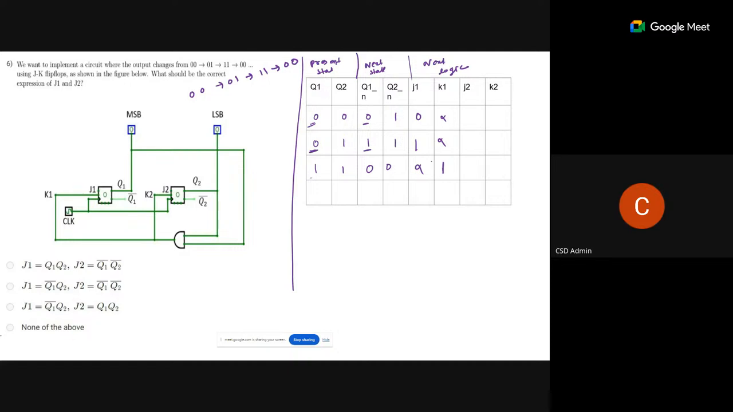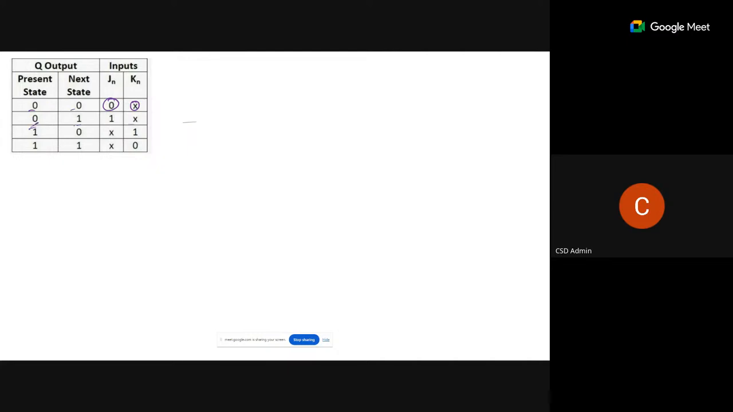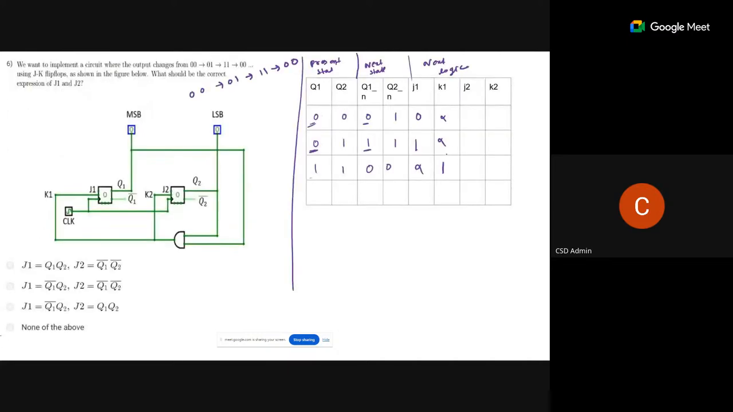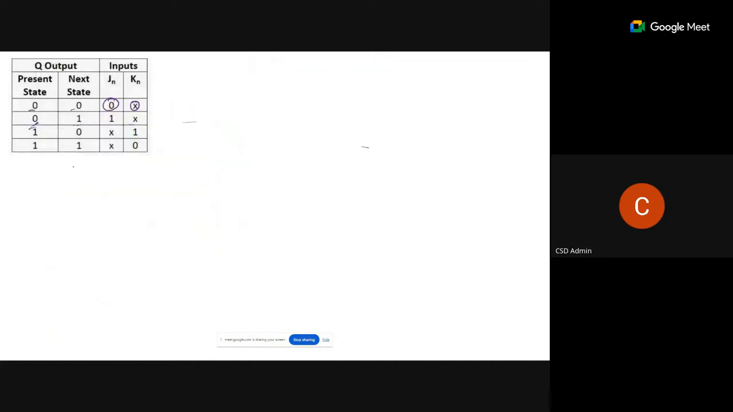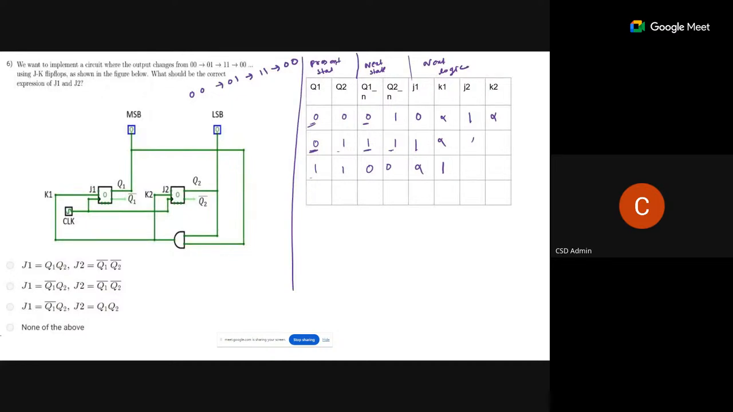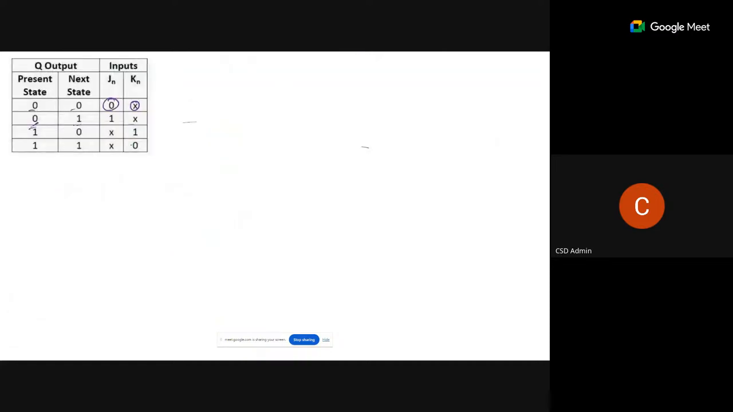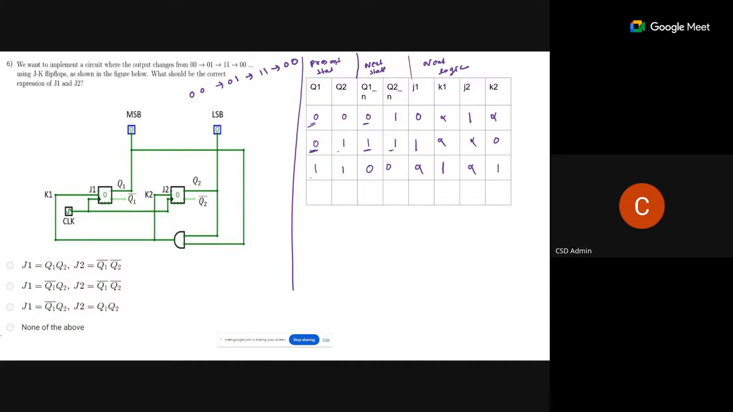Right. Now, for Q2, 0 to 1: 1 and don't care. For 1 to 1: don't care 0. And for 1 to 0: don't care 1. So, is this clear for everyone?